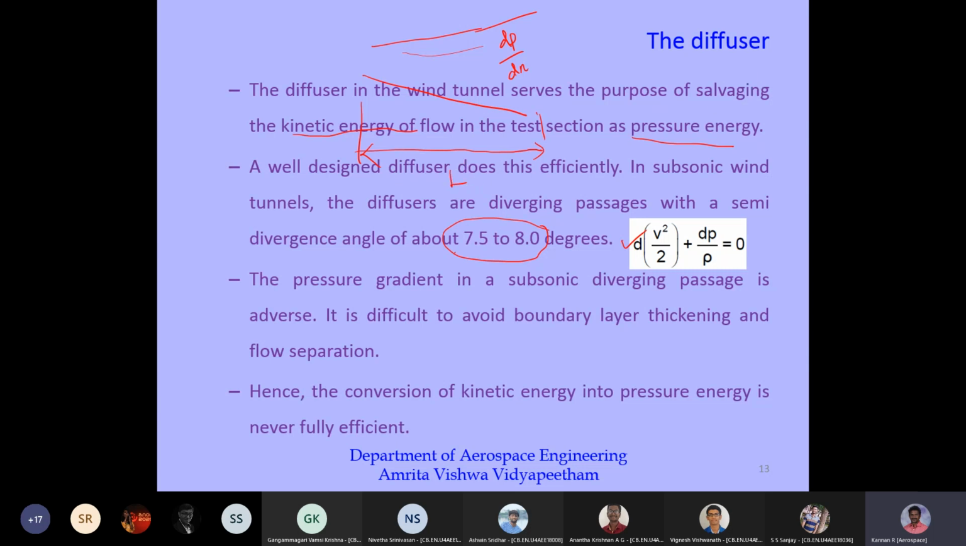So that's also a matter over there. So we have to choose an effective angle. The effective angle is going to be something close to 7.5 to 8 degrees.